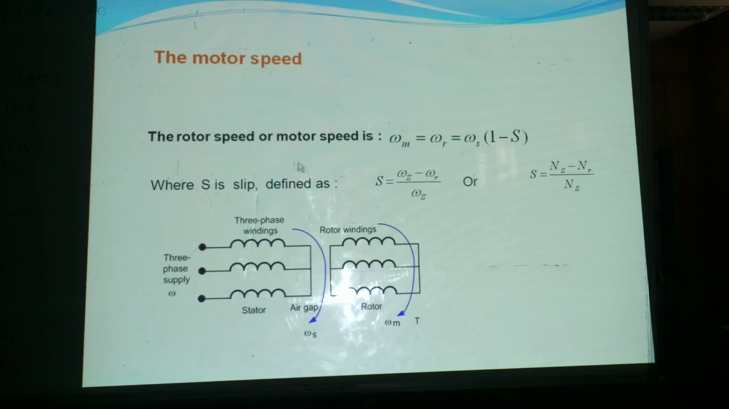Motor speed is always less than the synchronous speed, so some slip will be there. Slip is calculated as synchronous speed minus rotor speed, divided by synchronous speed. So rotor speed is given by omega s multiplied by 1 minus s. Slip can also be defined as ns minus nr by ns, where ns is in rpm and omega s is in radian per second.